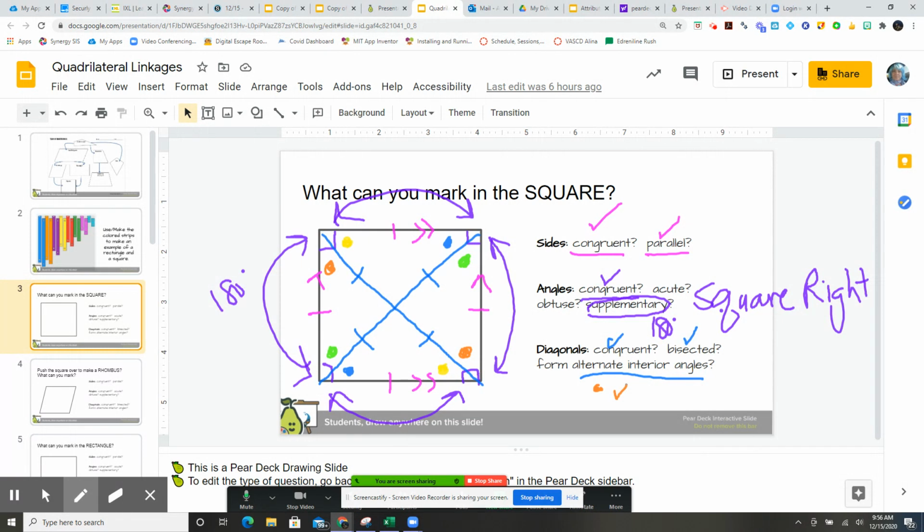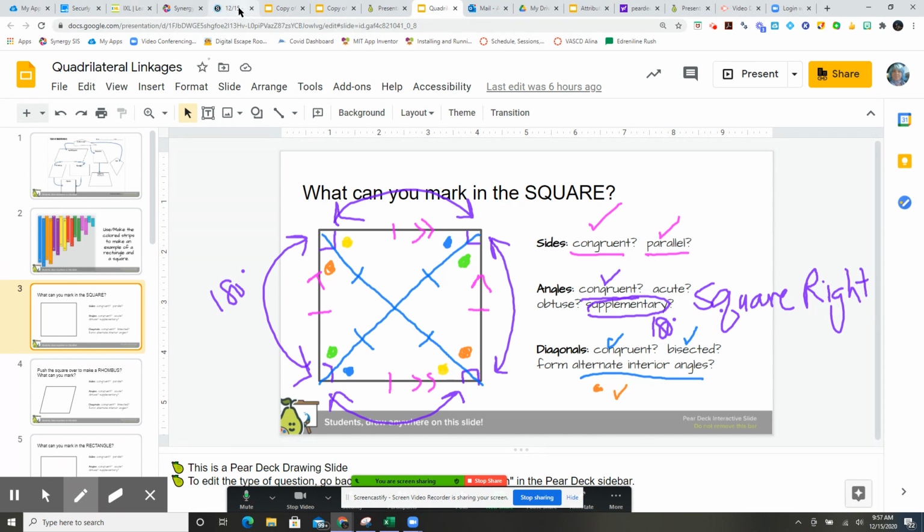So I'm going to give you a minute and make sure your square slide looks like mine. I know I can draw a lot faster than you can. You need to mark those congruent sides. Mark the parallel sides. Mark the congruent and supplementary angles. And then mark the diagonals. Say it again. How do you draw? On the Pear Deck, you can draw. On the Google Slides, you would have to use the tools at the top.